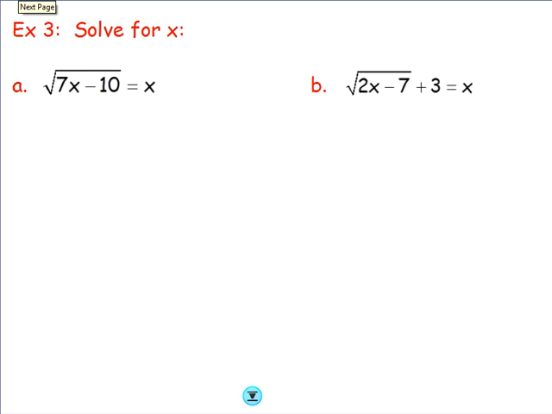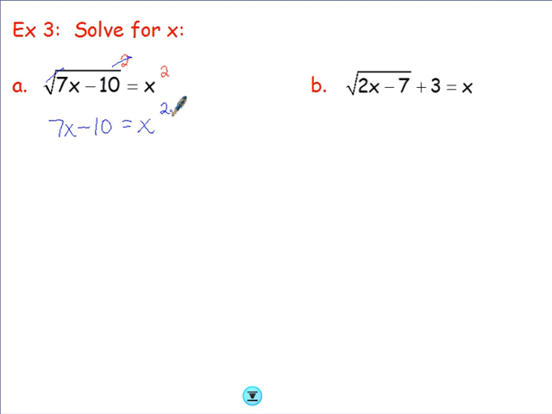These are harder because there's x's on both sides and they are not both under square roots. So let's look at A. The first step, we need to make sure the radical is by itself, and yes it is. So we're going to square both sides. That leaves us with, after these cancel, 7x minus 10 equals x squared.